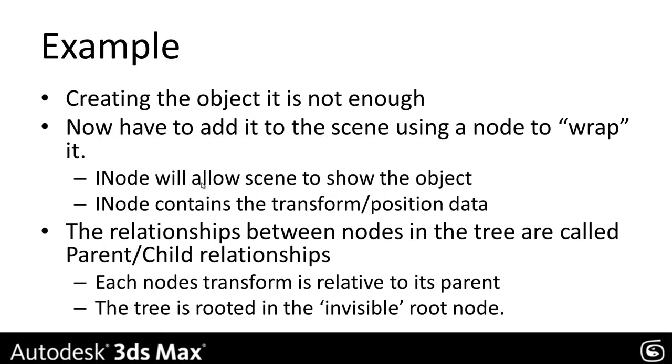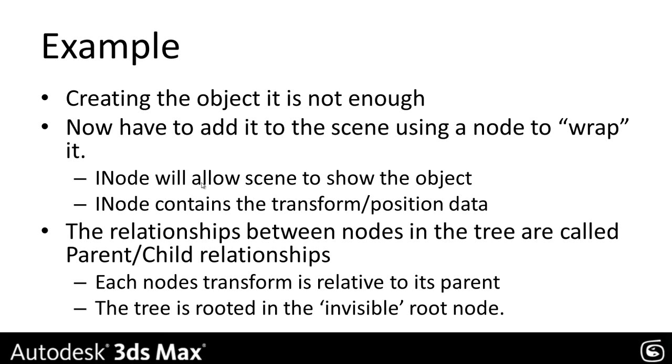So simply creating the object in memory is not enough. It needs to belong to the scene in order for it to be visible in the model. So we now use another method to create the object in the scene. So the inode is what will allow the scene to show the object, and the inode contains the transform and position data and other data about the object as well.